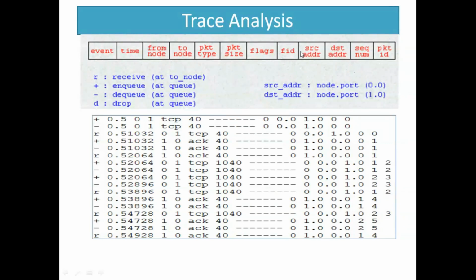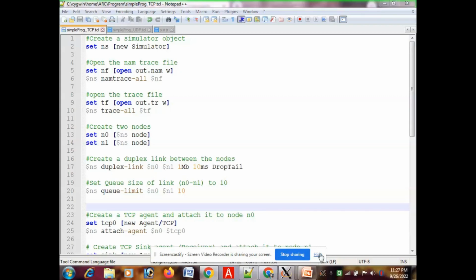FID is actually very important, in the sense that if we want to differentiate one flow from another, and give some color to each and every flow, then we can use FID. Then the source address and destination address. The source address is represented using node.port, and also the destination address, node.port. So here the source address is 0.0, and the destination address is 1.0, because only two nodes are there, N0 and N1.